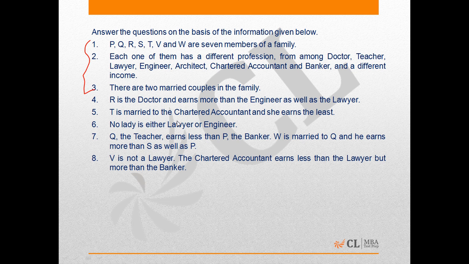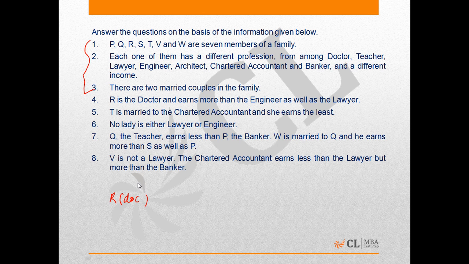Now coming to the fourth statement, in which it is given that R is a doctor and earns more than the engineer as well as the lawyer. So first of all, try to identify the professions of the 7 persons, and then we'll arrange these 7 persons in terms of their income. After going through the fourth statement, we can say that it is talking about the arrangement of their incomes as well. So R is a doctor, but we do not know R's gender.